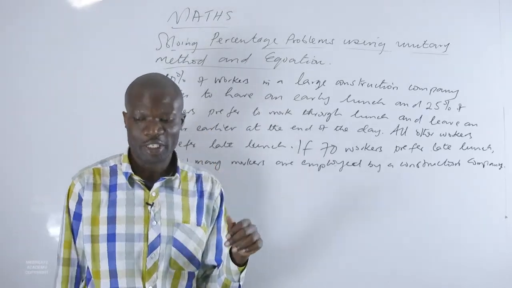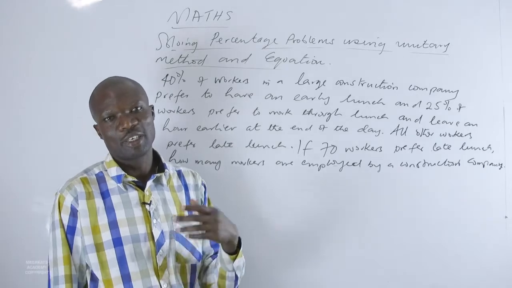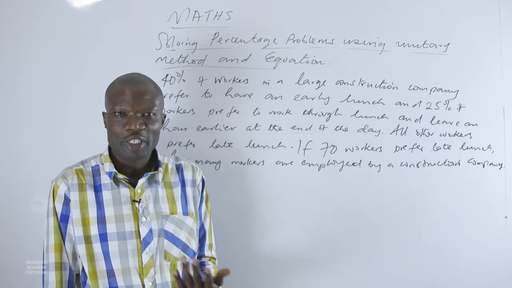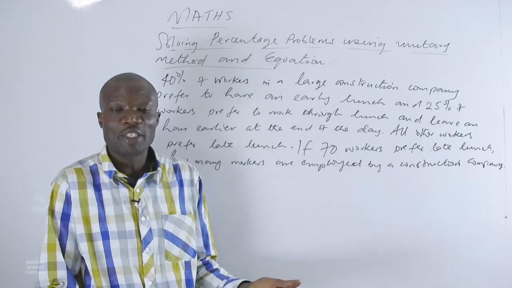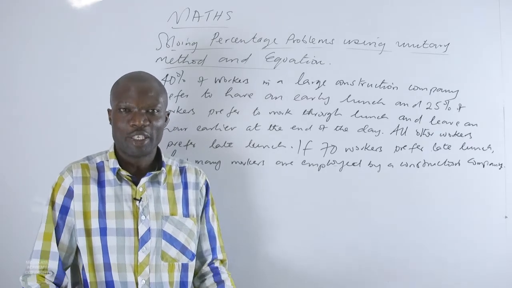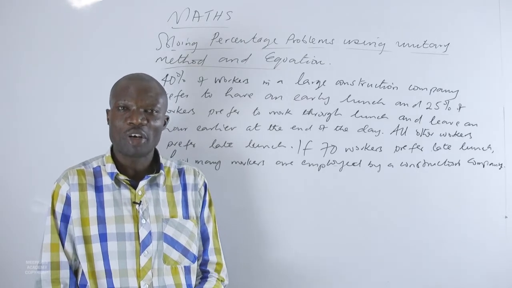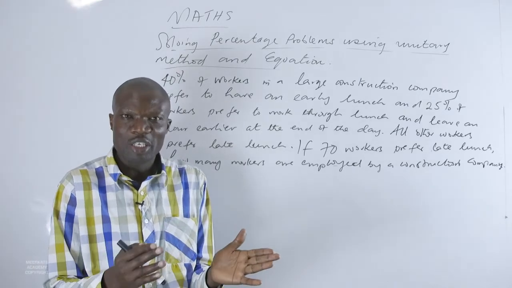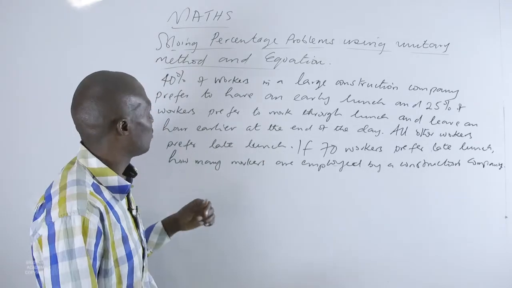Now, this question is an application question. It's something you come across. We can apply it in the classroom. For example, in a classroom, there are those who prefer staying without meals, and those who prefer going for every meal every now and then. But it's not everybody. It's a percentage. Now, look at this question.